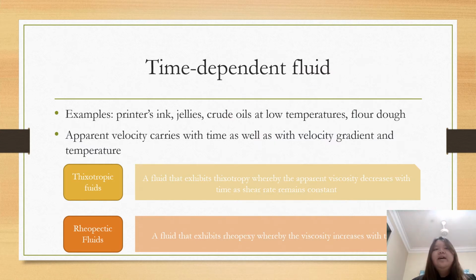The next one is time-dependent fluid. The examples are printers' inks, jellies, crude oils at low temperatures, and flour dough. Apparent viscosity varies with time as well as with velocity gradient and temperature, referring to time-dependent fluid. There are two types of time-dependent fluid. The first one is thixotropic fluids. It is a fluid that exhibits thixotropy, whereby the apparent viscosity decreases with time as shear rate remains constant. The other one is rheopectic fluid, a fluid that exhibits rheopexy, whereby the viscosity increases with time.